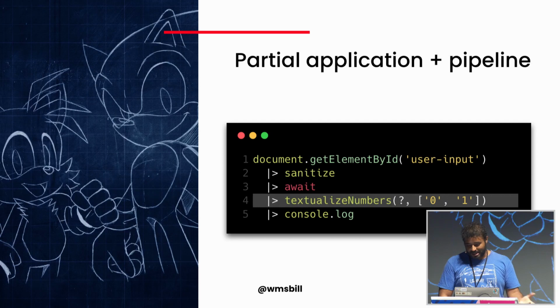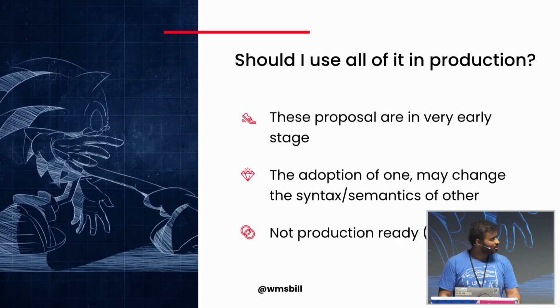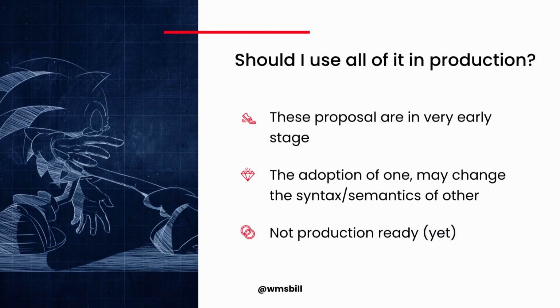So then you may ask me, should I use all of this amazing stuff in production? No. These proposals are at a very early stage. None that I showed you is even in stage 2. The Python operator is just stage 0, and the other two are in stage 1. There are a lot of conversations to be had in order to fix the syntax and semantics. The adoption of one proposal may shape the syntax and semantics of the other, or even remove it completely.